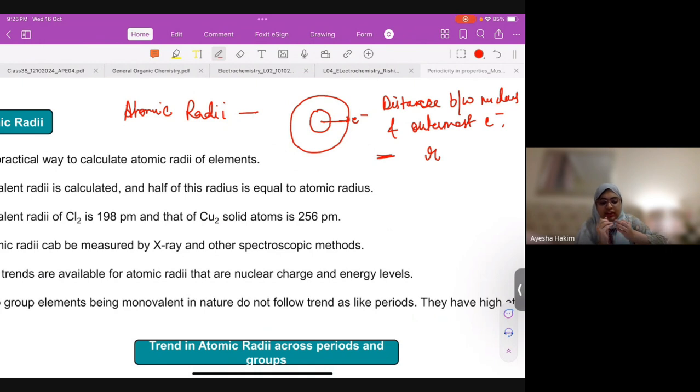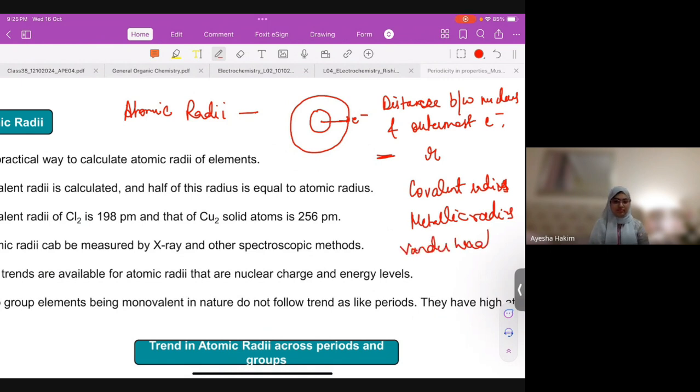So there are technically three types of atomic radius. There's the covalent radius, metallic radius, and van der Waals radius. Say atomic covalent radius, metallic radius, and van der Waals radius. Okay, so how do we find atomic radii?